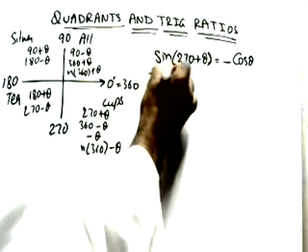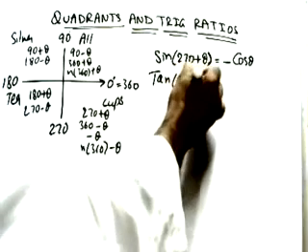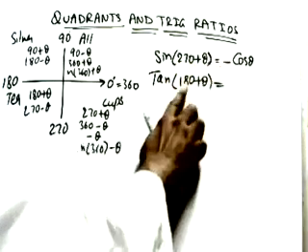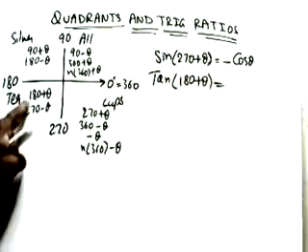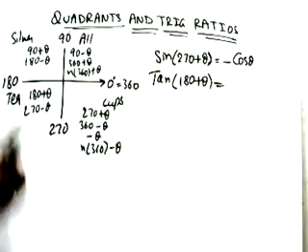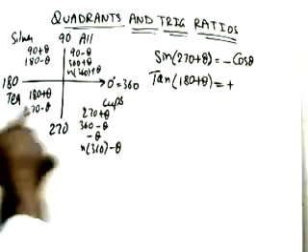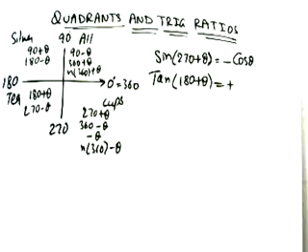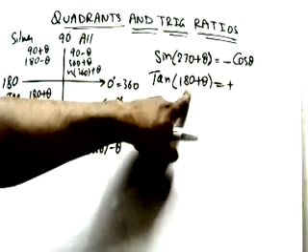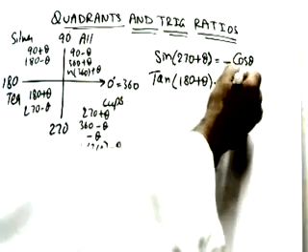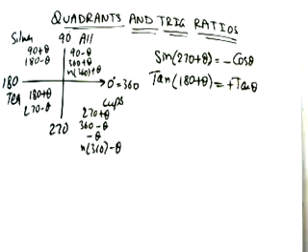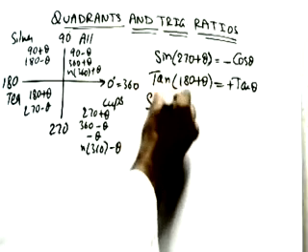Now a few more examples. Tan of 180 plus theta. First we have to see the quadrant. 180 plus theta is the third quadrant. So in the third quadrant, tan is positive. T means tan here is positive. And for 180 plus or minus theta, there is no change. So you write it as it is, tan theta. So this is the formula: tan 180 plus theta is tan theta.